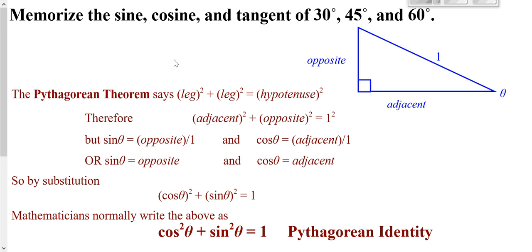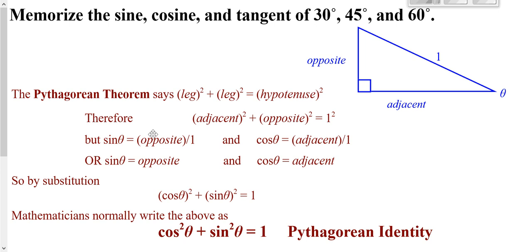So now we're going to go ahead and explore the idea of the Pythagorean theorem identity. You know your Pythagorean theorem in general is leg squared plus leg squared equals your hypotenuse squared. So if this is our adjacent, or our angle, this would be our adjacent side, this would be opposite. So we could go adjacent side squared plus opposite side squared equals 1 squared, and that's what we have here.